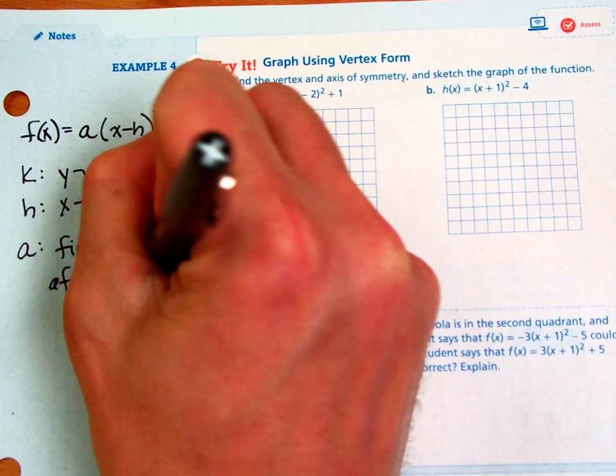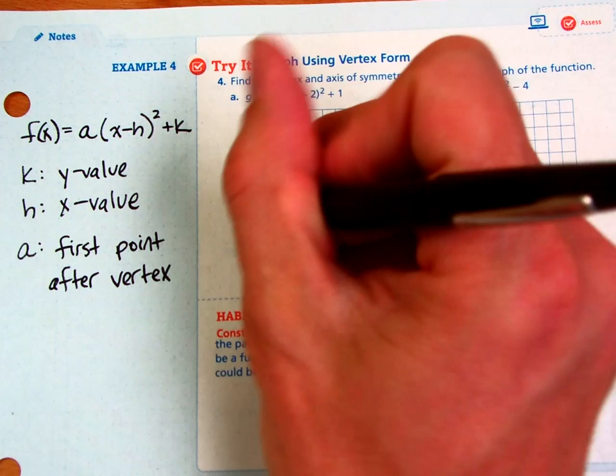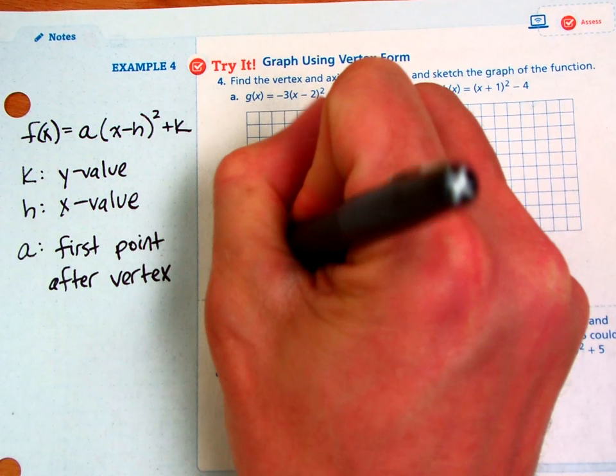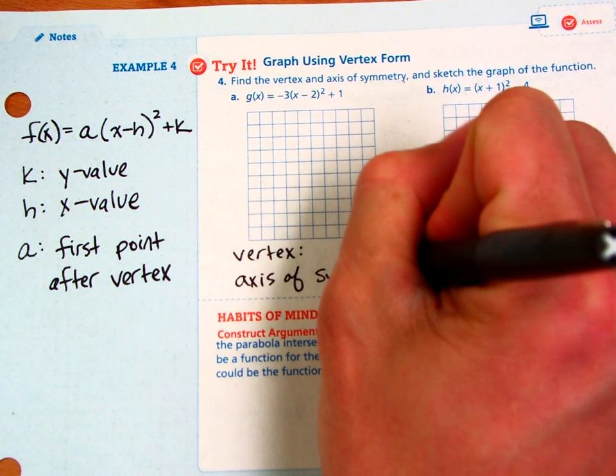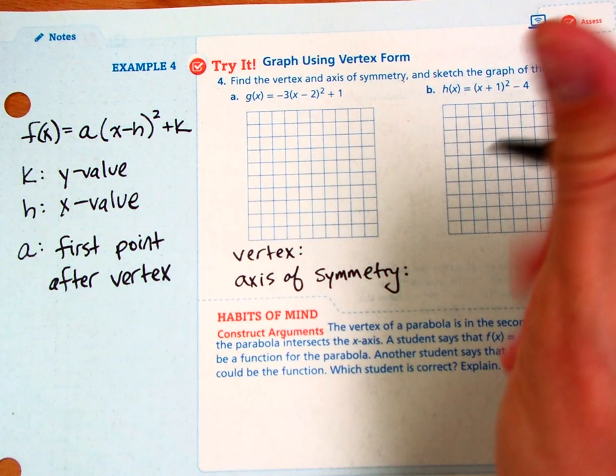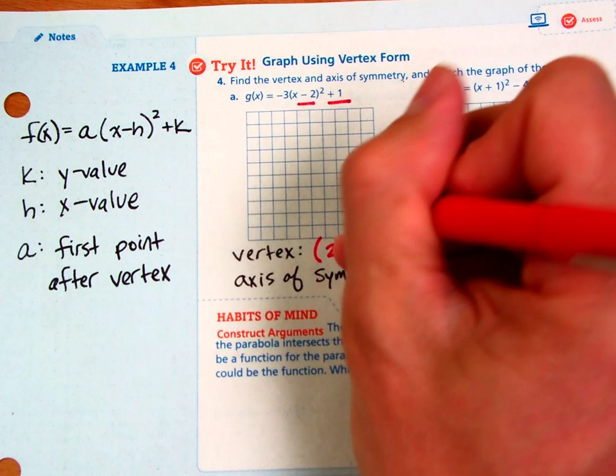Okay, so what I want to do here first is we're going to find the vertex. We're going to find the axis of symmetry. And then we're going to sketch the graph. So for instance, the vertex. We know the x value is the opposite of what's in the parentheses. So I have a minus 2, so my x value is positive 2. The y value is what's added to the x squared outside of it, so that's a 1.